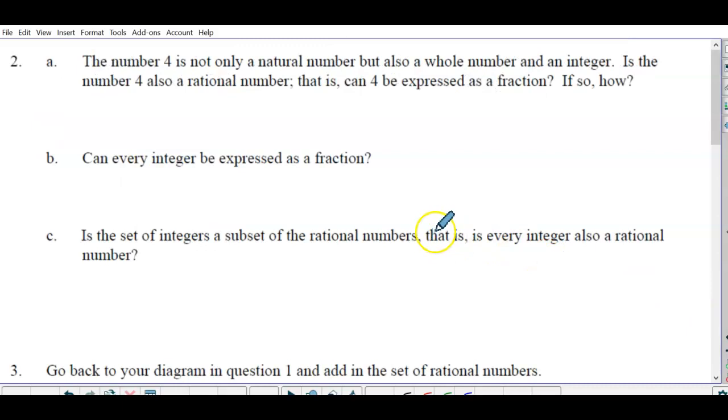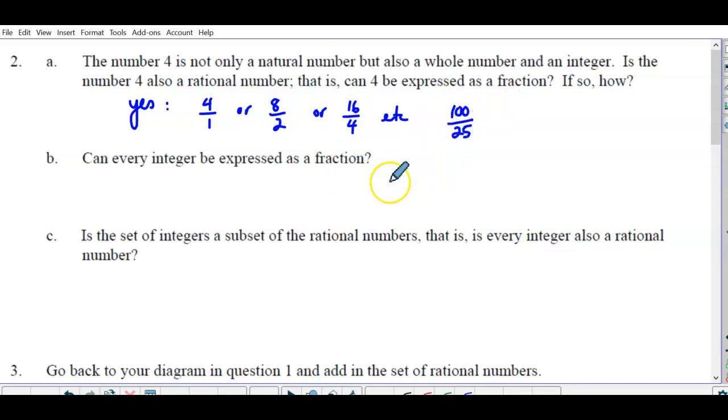The number 4 is not only a natural number, but also a whole number and an integer. Is the number 4 also a rational number? That is, can 4 be expressed as a fraction? If so, how? So yes, it can. You can show 4 over 1, or you could show 8 over 2, or you could show 16 over 4, etc. There are many different ways of getting 4. You could do 100 over 25. It doesn't have to be a multiple of 2.